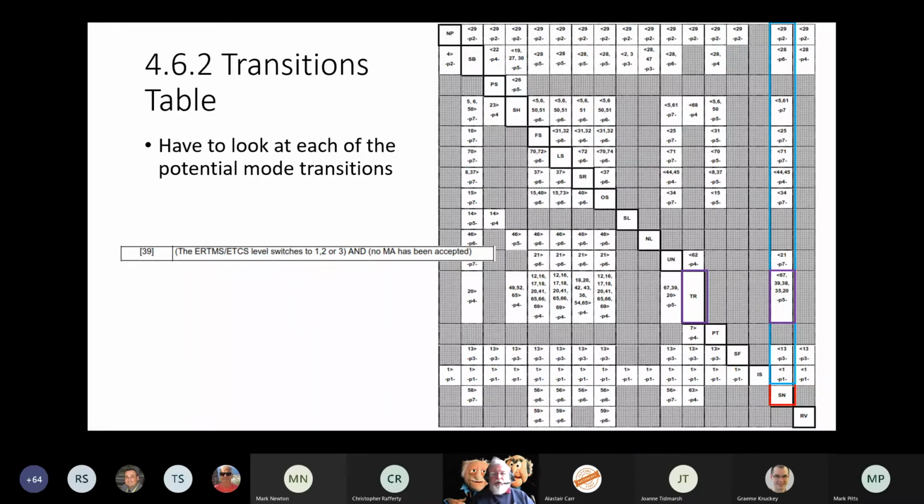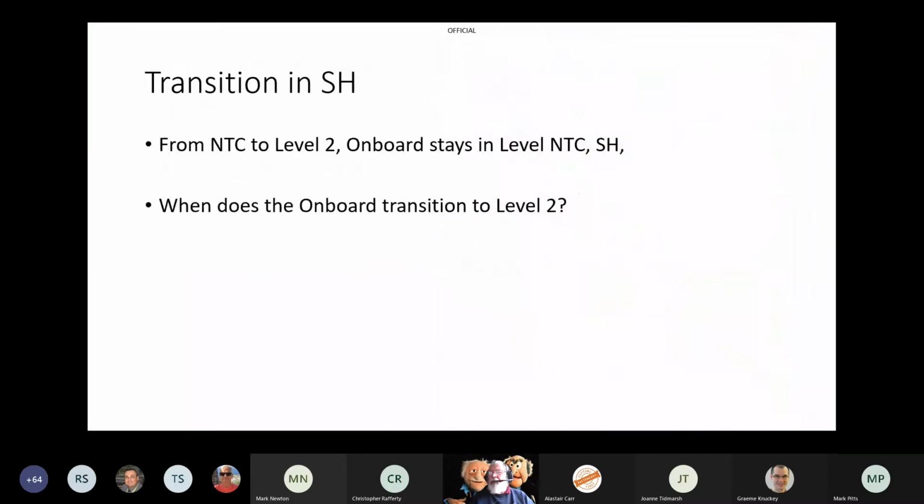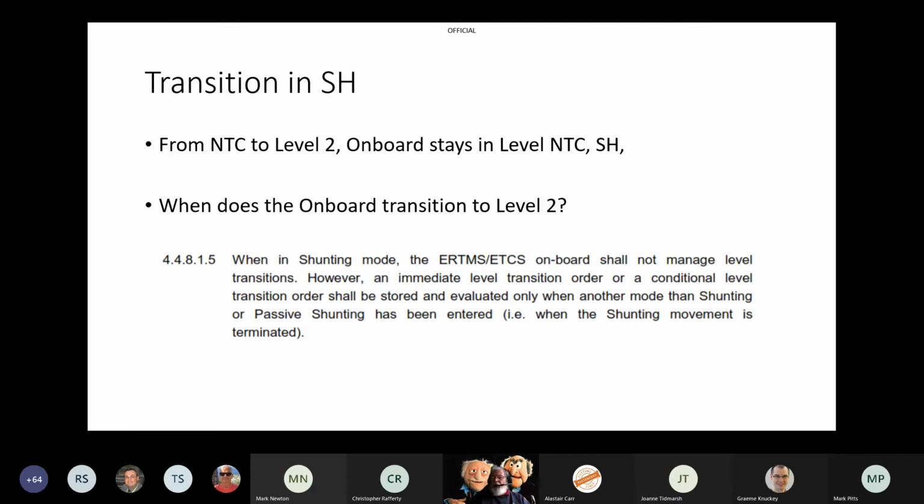Now, I did mention transitioning in SH. When you go from NTC to level 2, the onboard stays in level NTC SH. So when does the onboard eventually transition to level 2? The transition order is stored, the priority table is stored, and when you exit shunting or passive shunting, that is when the level transition order is actioned.